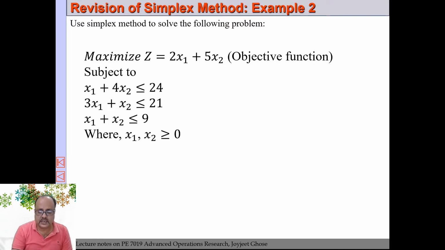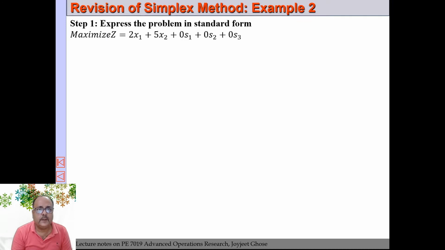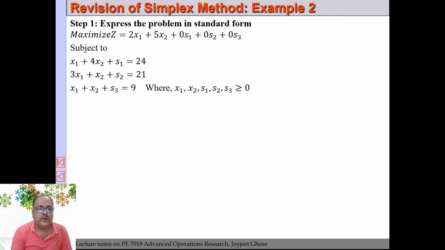So we'll write the canonical form of these equations. We'll represent it in the canonical form, and this is the canonical form of the problem that has been given here. So I have introduced three basic variables. You can introduce them as s1, s2, s3, or you can write them as x3, x4, x5, doesn't matter. These values s1, s2, s3 have to be greater than or equal to 0, like x1 and x2.